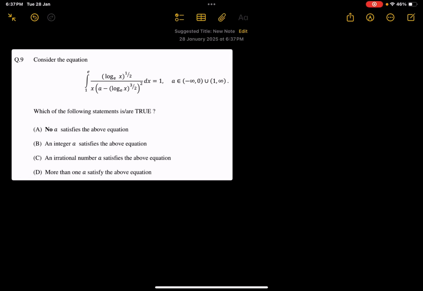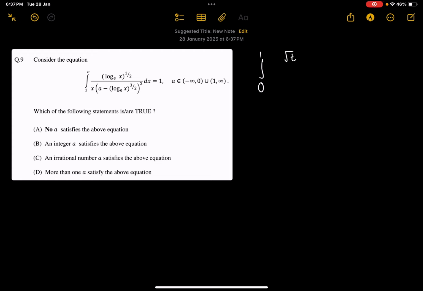Moving on to MCQs. One look at this, and we observe that the substitution ln x by t will ease up the things. So we'll do that. Substituting x by log x, ln 1 is 0, ln e is 1, so we get new limits. ln x is replaced by t.